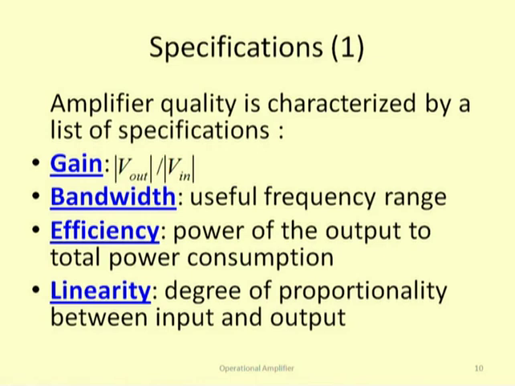The fourth parameter is the linearity parameter. An amplifier has to amplify the input signal, but while amplifying it, it has to maintain the shape of the input signal. If it is not maintaining the shape of the input signal, then the amplifier is of no use, because we cannot extract the information from the amplified signal. So the shape of the output signal and the shape of the input signal should be exactly the same. The only difference should be in the amplitude.